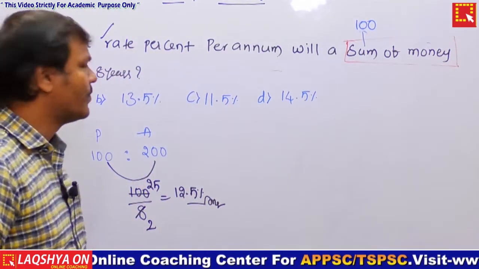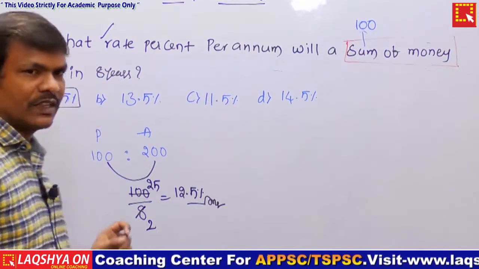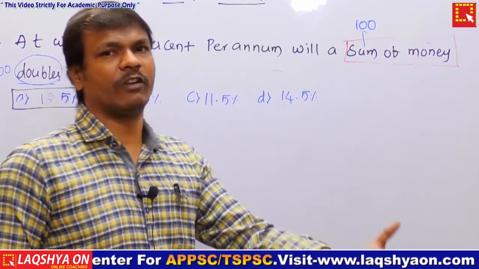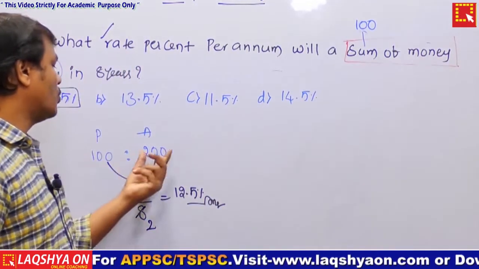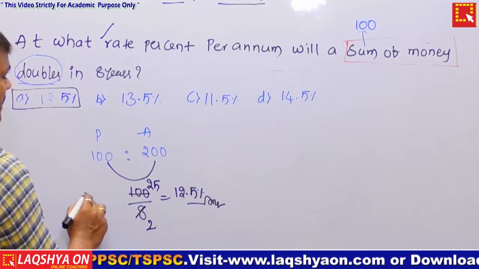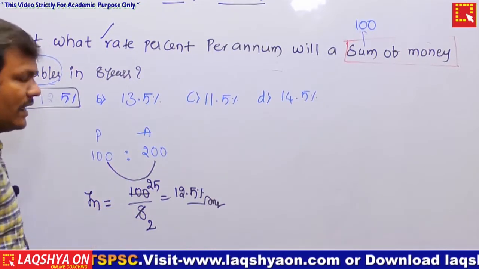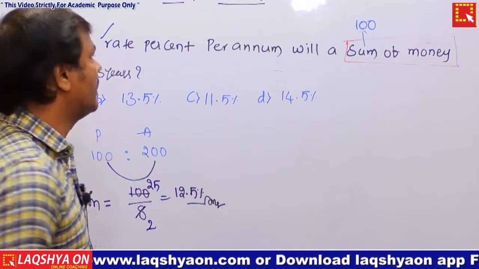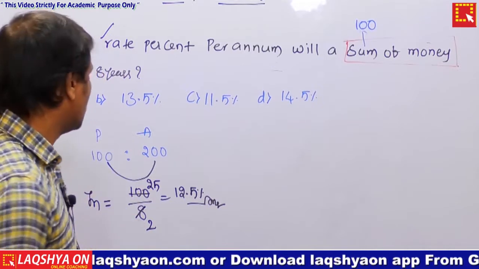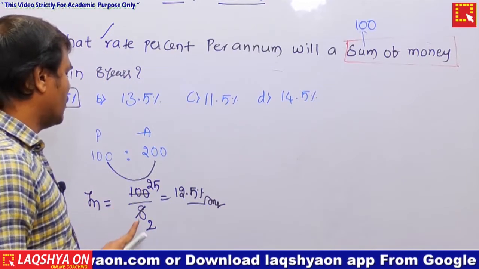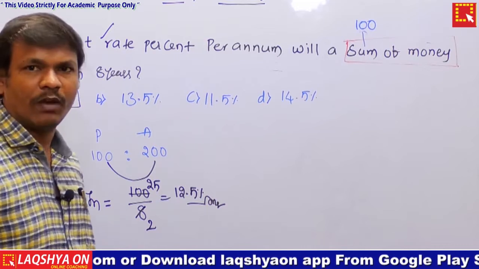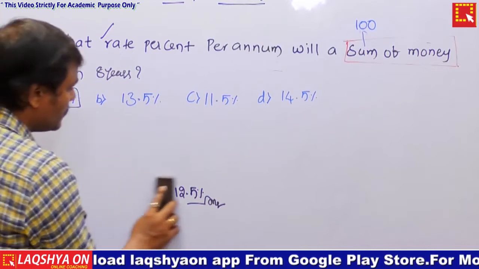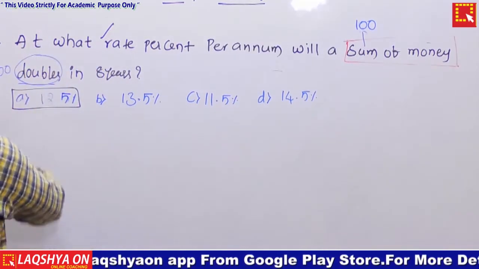Simple. The sum of money doubles, so the sum is 100% and it becomes 200%. From 100 to 200%, the interest increased by 100, for 8 years. We find the rate of interest per annum: for 8 years it was 100, for 1 year it was 100 by 8, that is 12.5%. Simple.